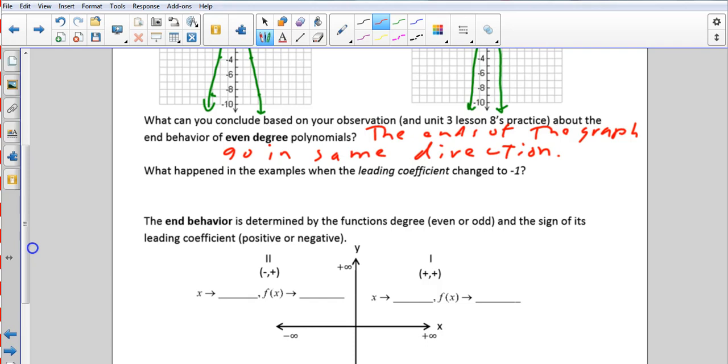So what happened in the examples when the leading coefficient changed to negative 1? And this goes back to our transformation unit. It was reflected over the x-axis. Okay?